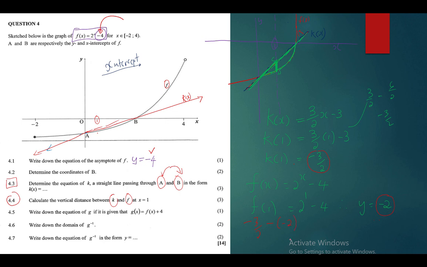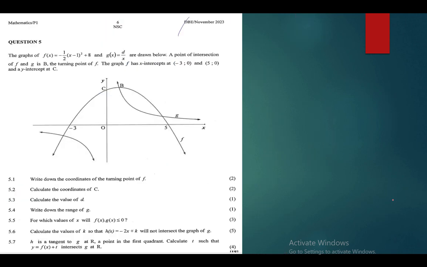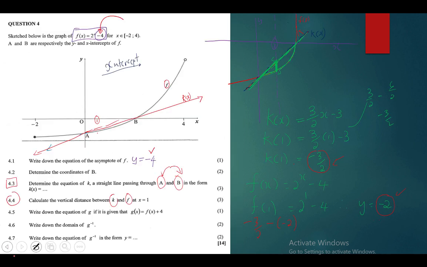You are looking for the distance. Remember, the distance cannot be negative. So what matters most is that you need to subtract these y values. Even if you swap them the other way around, just know that the distance is not going to be negative.